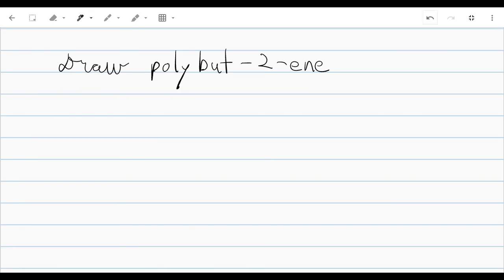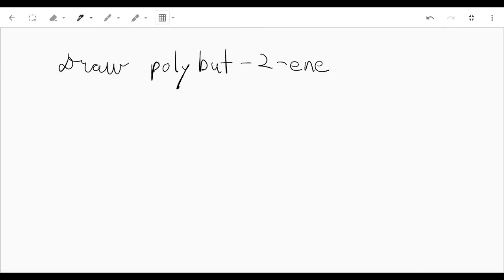What if we want things the other way around? What if we want to draw a polymer? Well, drawing a polymer is super easy. We just have to act out the addition reaction. So we know it's poly but-2-ene. That means that our monomer subunit here is but-2-ene. So we're going to start out by drawing but-2-ene.